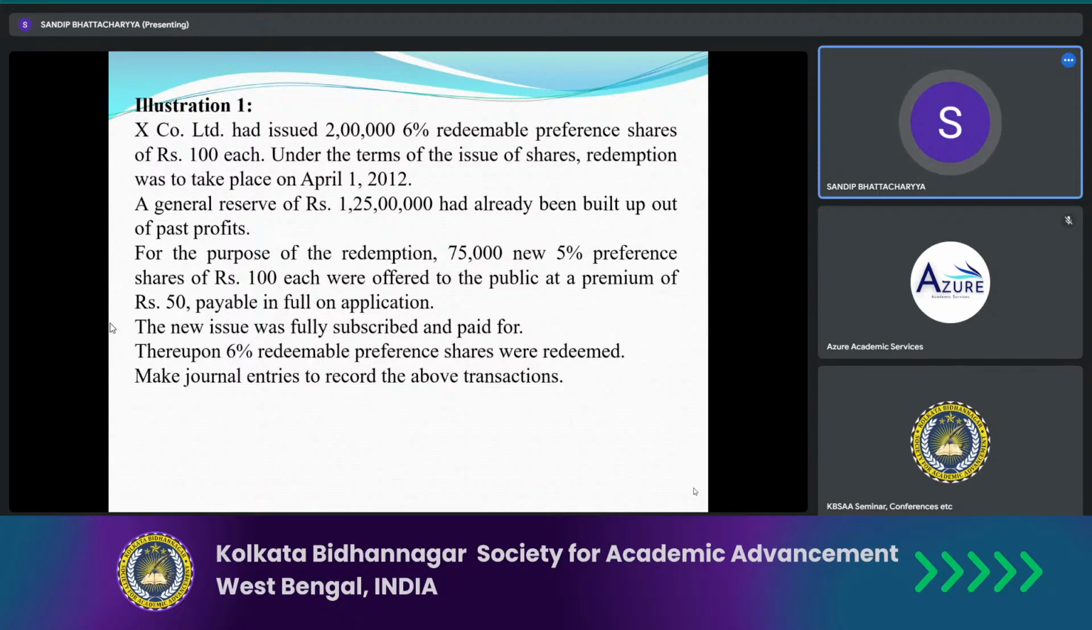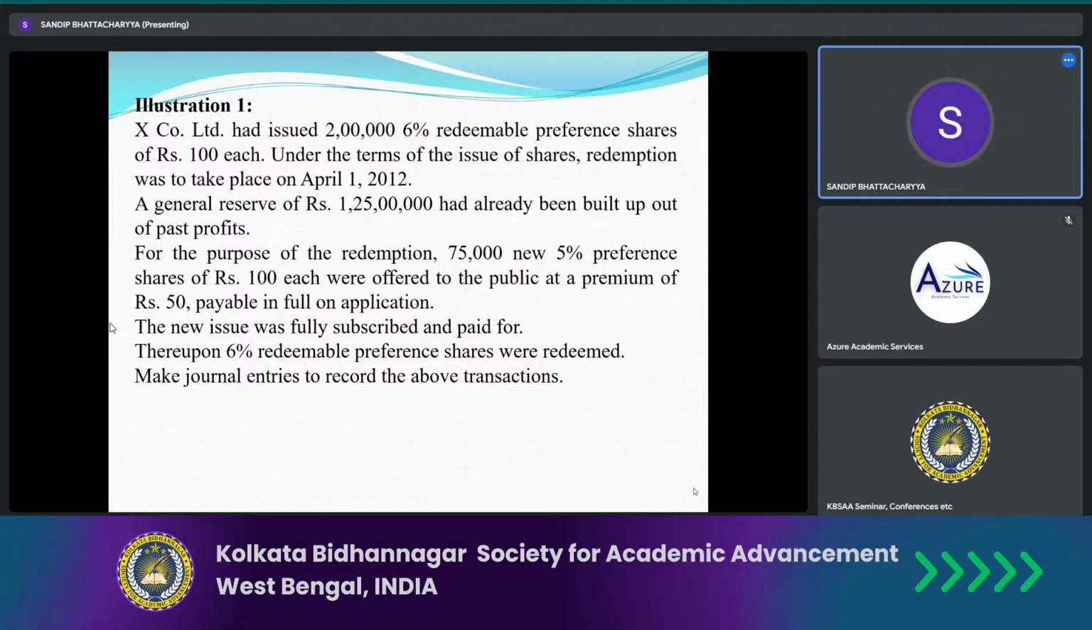5% preference shares of rupees 100 each were offered to the public at a premium of rupees 50, payable fully on application. The new issue was fully subscribed and paid for. Thereupon, 6% redeemable preference shares were redeemed. Make the journal entries to record the transaction. So the sum is very clear to all of us.